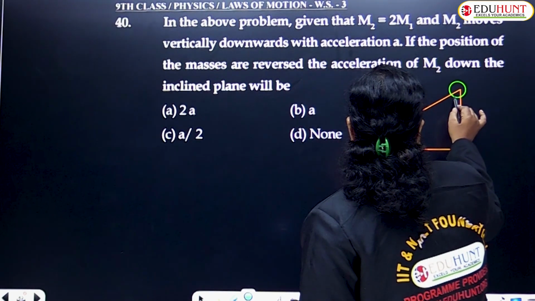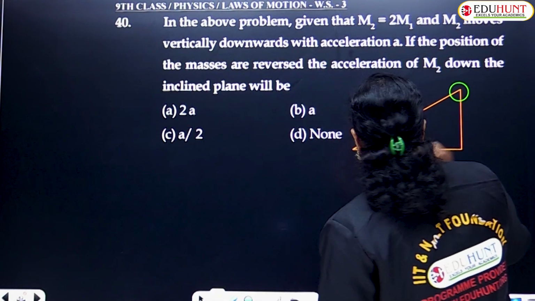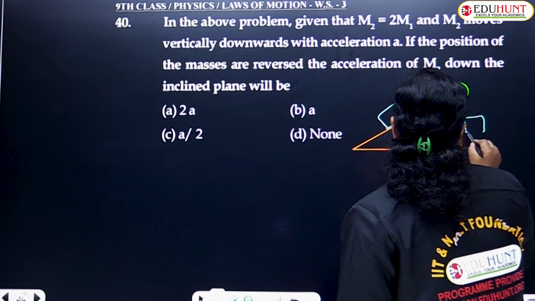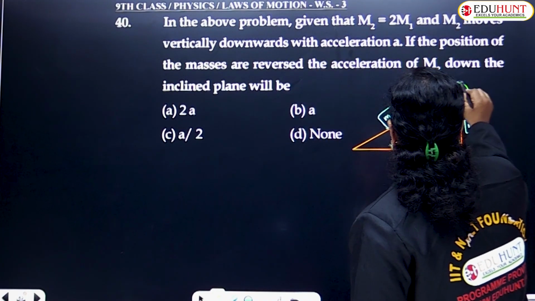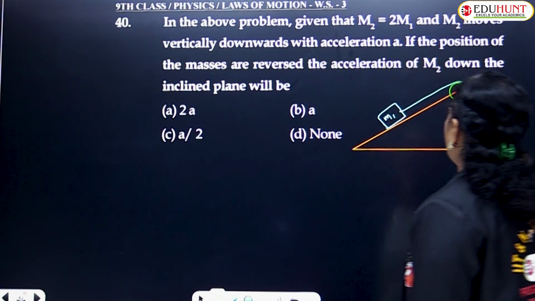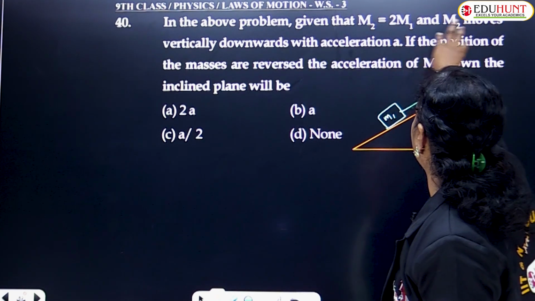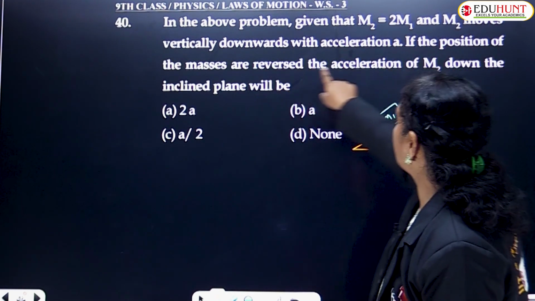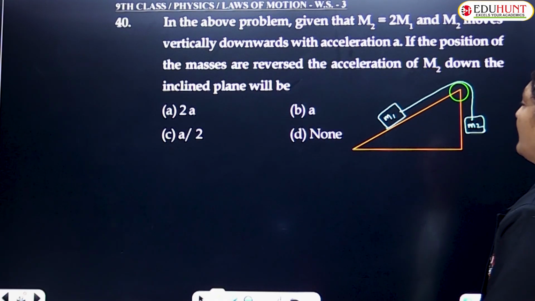Here is your pulley. Two blocks of masses are being attached. This might be M1 and here it is M2. They both are attached to the pulley with the help of a string. But what they have given is M2 is 2M1, and if the position of the masses are reversed, the acceleration of M2 down the inclined plane is.